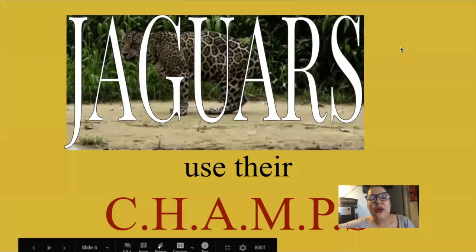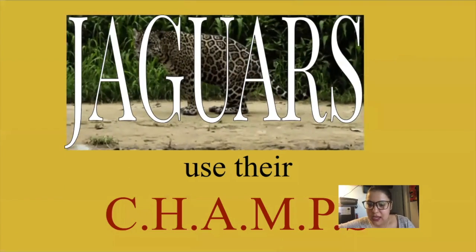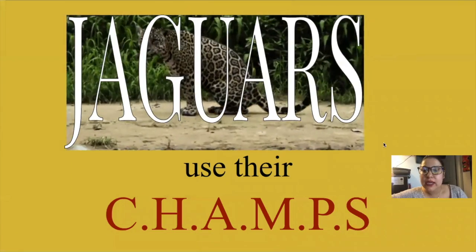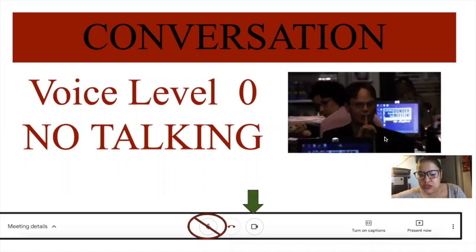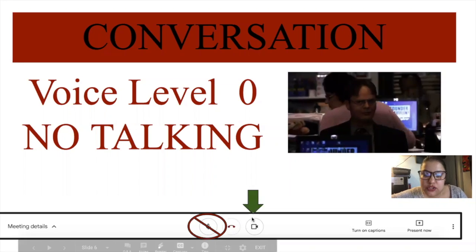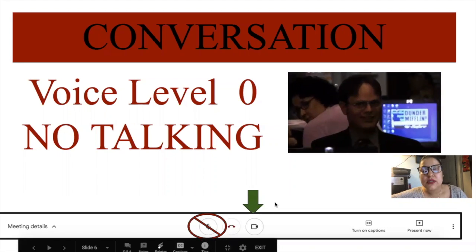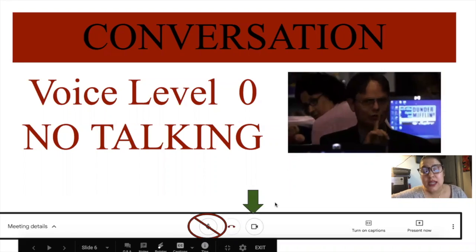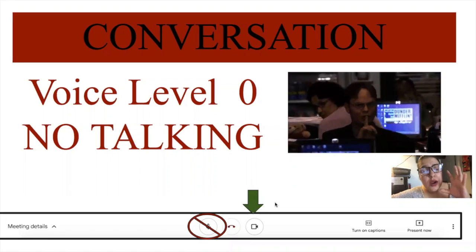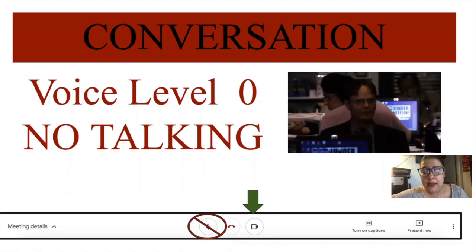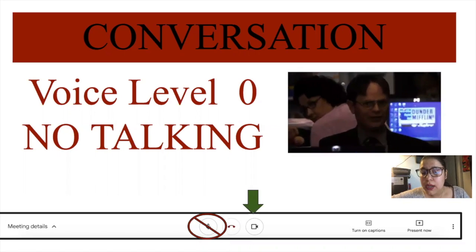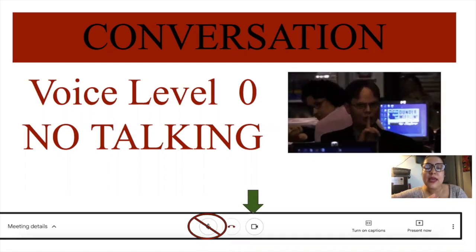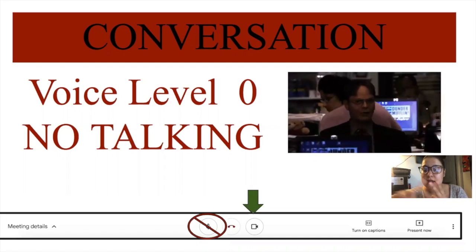Expectations. Jaguars use their champs. Okay, let's go over champs really quick. Champs, conversation at a 0. There is no talking, your mics are off, and your screens are on. Okay, Miss Lopez is on the other side, and she is letting me know if you are with your video on, even though I may not be able to see you right now that I'm sharing my screen. We know when you are not paying attention. So please turn off your mics and turn on your cameras.